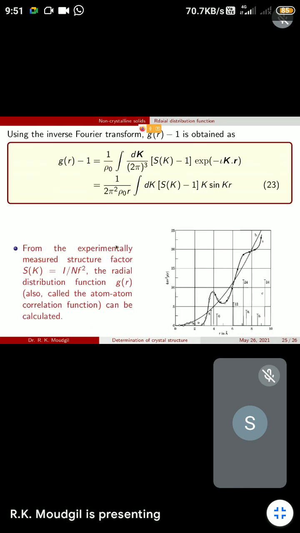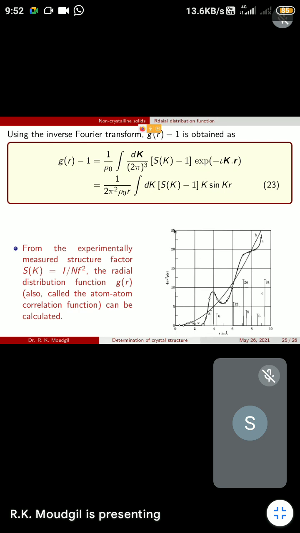So it means from the experimentally measured structure factor S(k), which is intensity divided by N f square, the radial distribution function g(r) can be calculated. So the conclusion is that we can describe the structure of a non-crystalline solid in terms of the quantity called the radial distribution function. The radial distribution function is related to the scattered X-ray intensity by relation 23, where S(k) is the liquid state or the amorphous state structure factor.